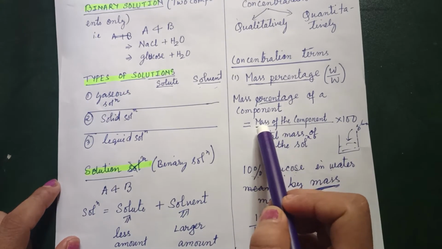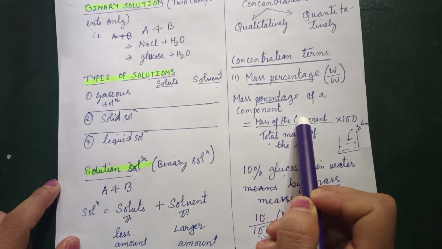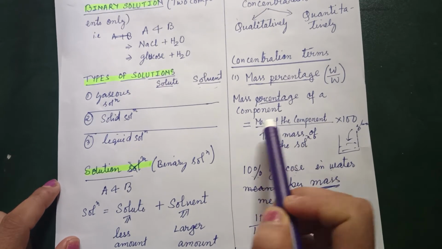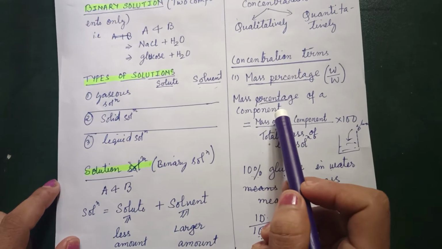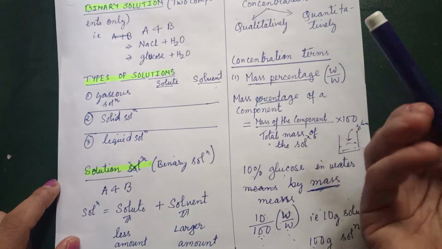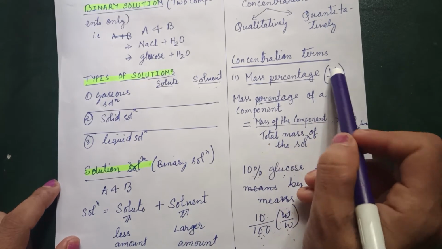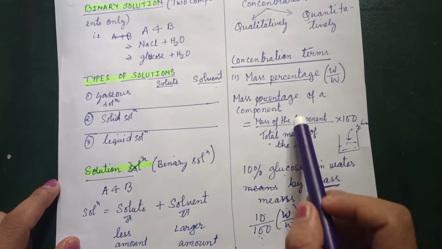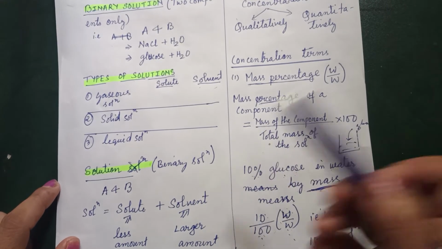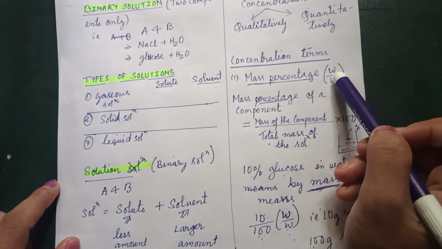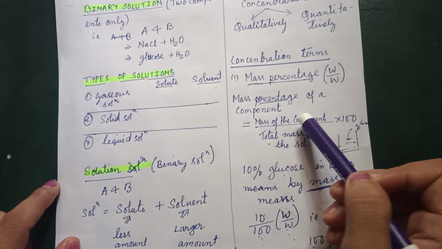in the solution. Mass of the component means it can be mass of the solute or it can be mass of the solvent. So mass of the component means what? It can be solute or it can be solvent. So mass of the component, either solute or solvent, by total mass, W by W, so it is total mass of the solution into 100. Above it will always be the component present in the solution, and below will always be the total, and since it is W by W, it should always be mass.